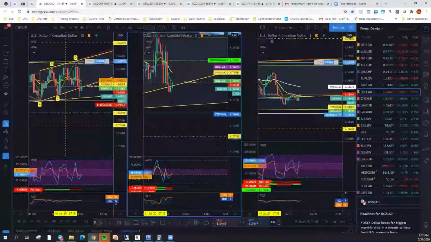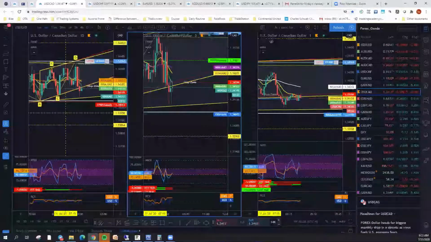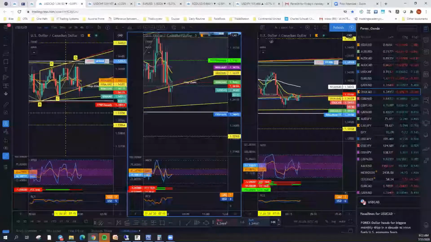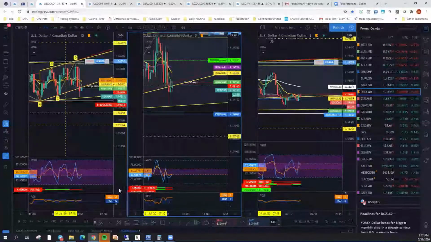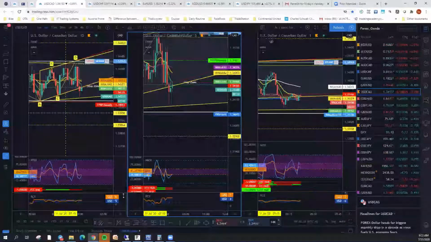Let's see what we got here, big guy. So cat is still stronger. Blue is still under orange. We may be all right. Just not one of my favorite pairs.